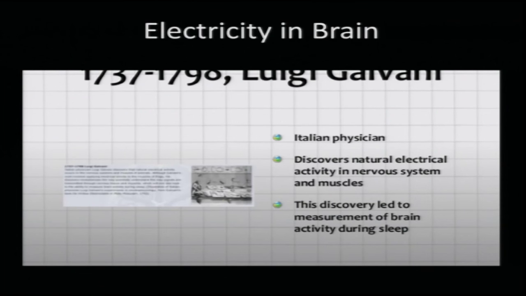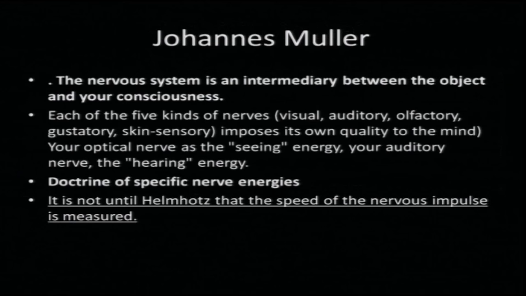One, people who discovered this functioning. One is Galvani, who discovered the natural electrical activity in the nervous system, which led to the measurement of brain activity. Muller, who actually defined the 5 kinds of nerves, visual, auditory, and the doctrine of specific nerve energies. He was actually telling that nerves are specialized in passing information.